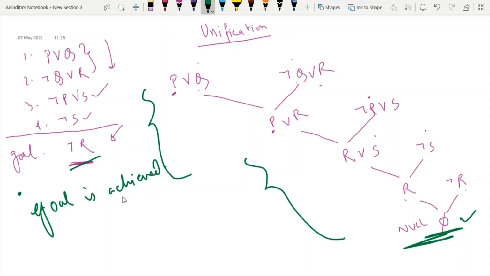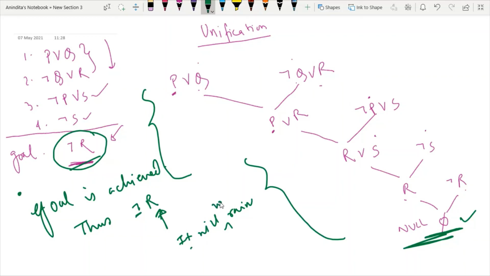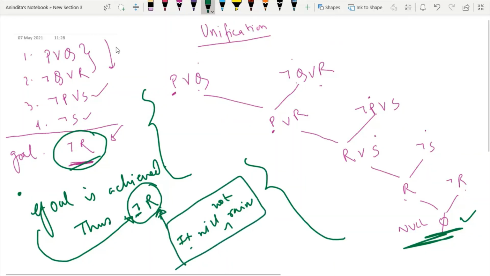And goal is achieved means what? What is the goal? Negation of R. Means we can say that thus negation R is achieved. And what is the meaning of negation R? R means it will rain. Negation R means it will not rain. So goal is achieved means, since we are performing proof by contradiction, not R is achieved. So from this, by using these facts, we have concluded that it will not rain.